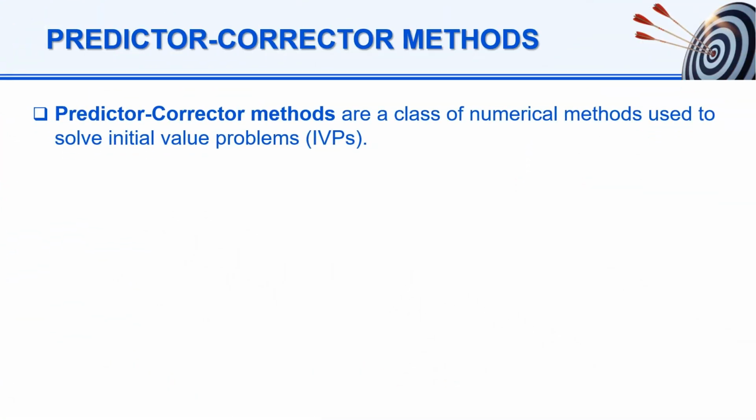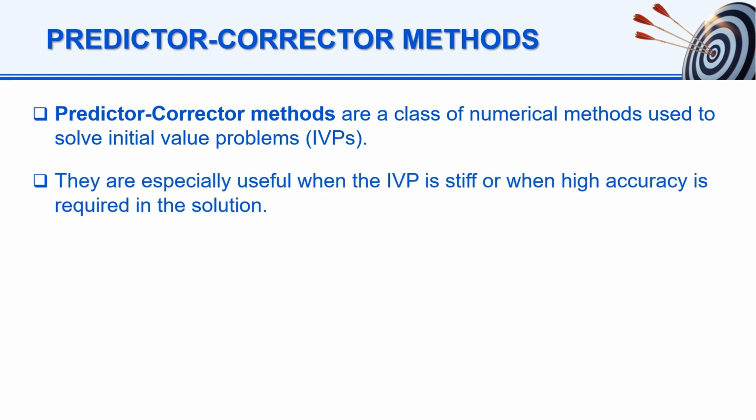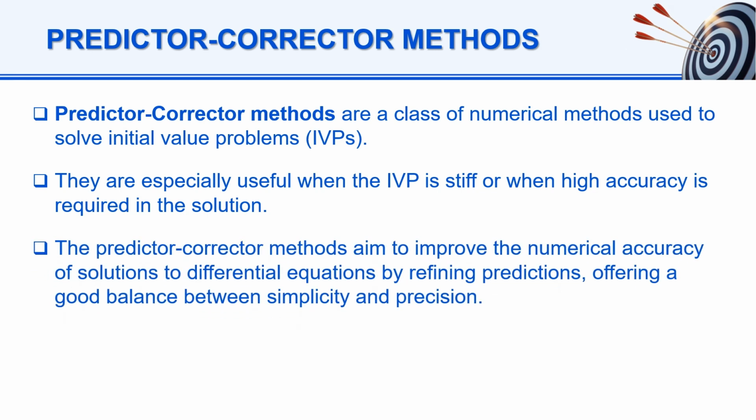Predictor-Corrector methods are a class of numerical methods used to solve initial value problems. They are especially useful when the initial value problem is stiff or when high accuracy is required in the solution. The predictor-corrector methods aim to improve the numerical accuracy of solutions to differential equations by refining predictions, offering a good balance between simplicity and precision.